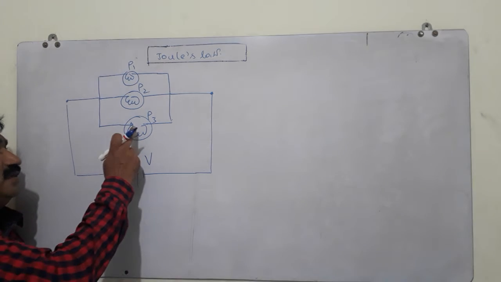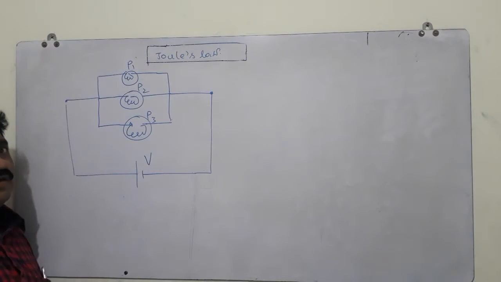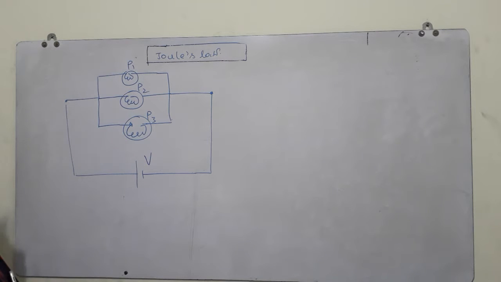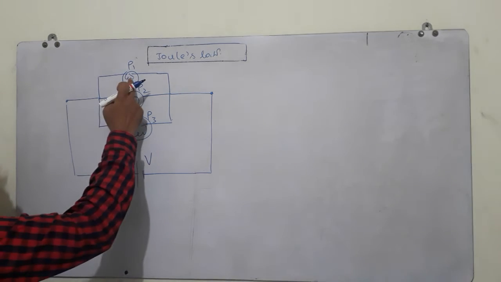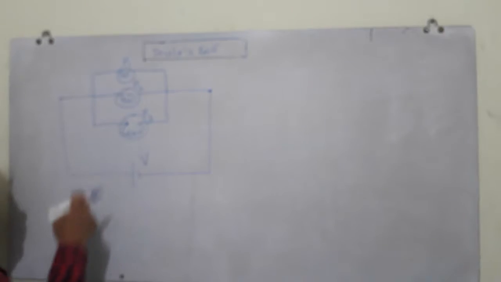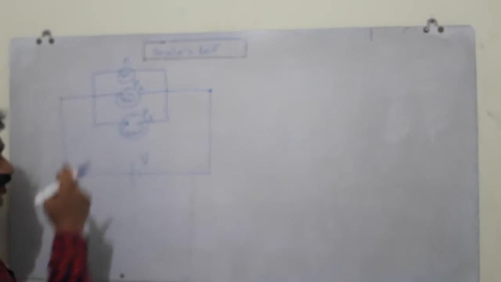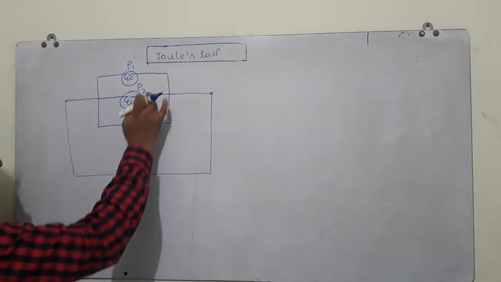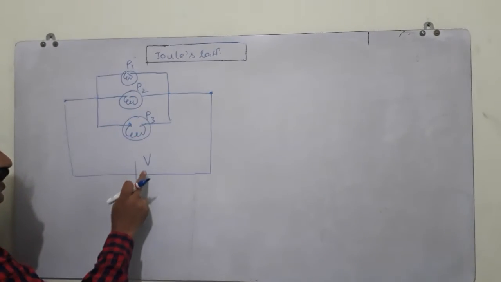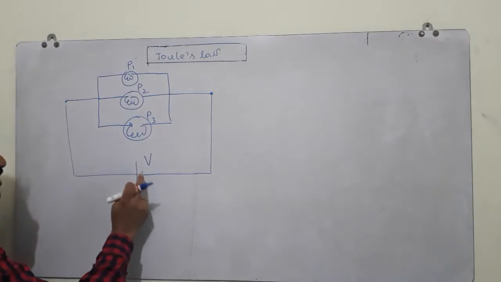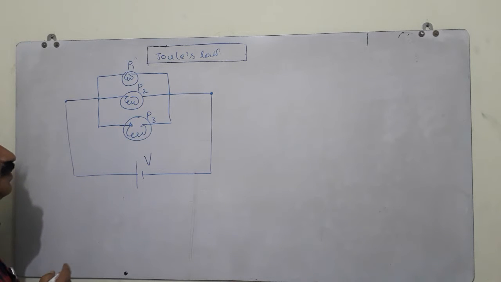See here, these are three lamps or bulbs with resistances R1, R2 and R3, and their powers are P1, P2 and P3. Now they are supplied equal voltage. Why? Because they are connected in parallel.